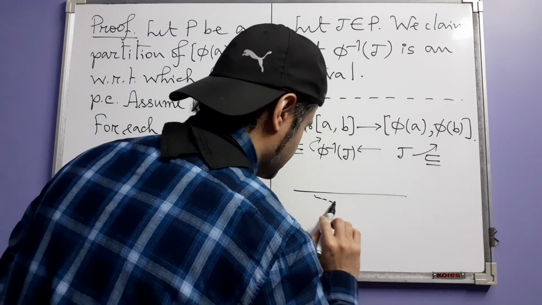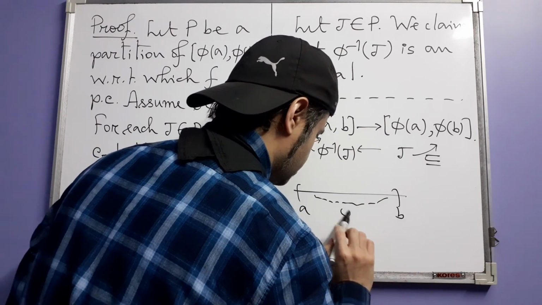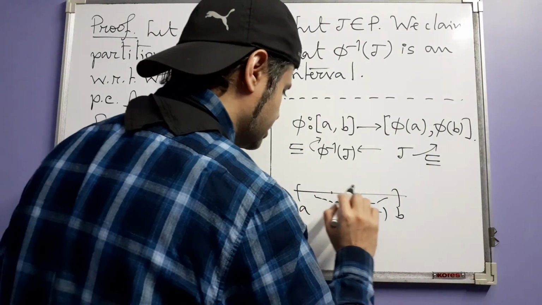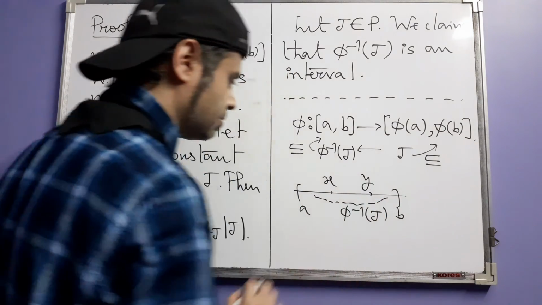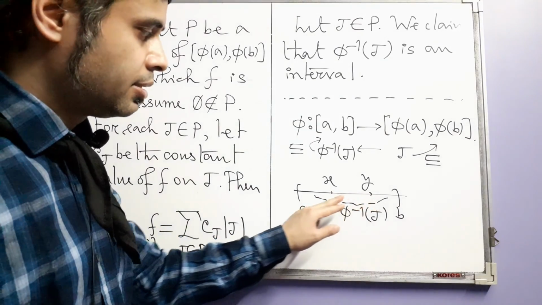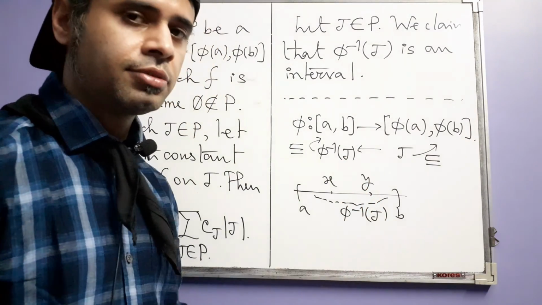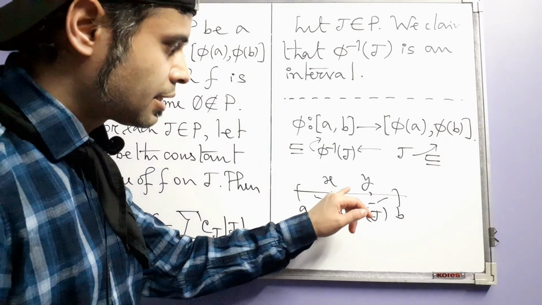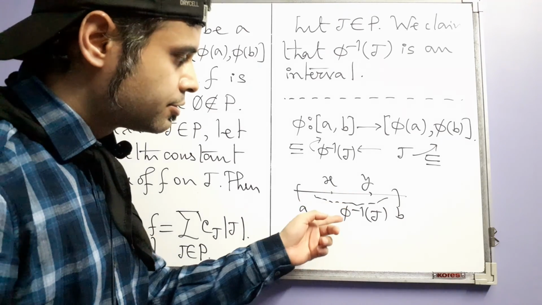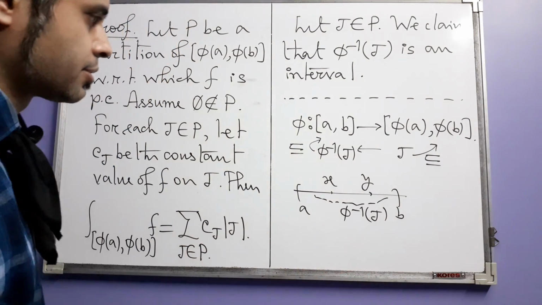So phi inverse of j is some set here. We will take any 2 points in phi inverse of j, say x and y, where x is less than y. If we manage to show that the entire line segment determined by x and y is inside phi inverse of j, then by definition of connectedness it will be connected. Because if something from the middle of x and y, in between x and y, fails to lie in phi inverse of j, then there is a break. So connectedness will be lost.